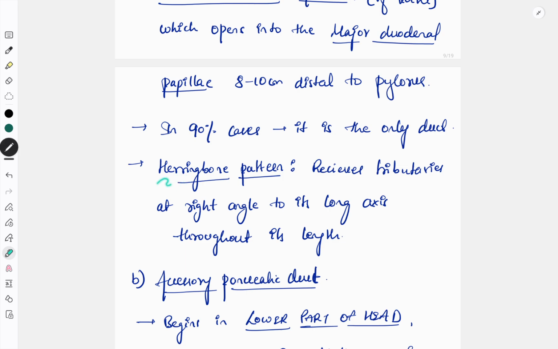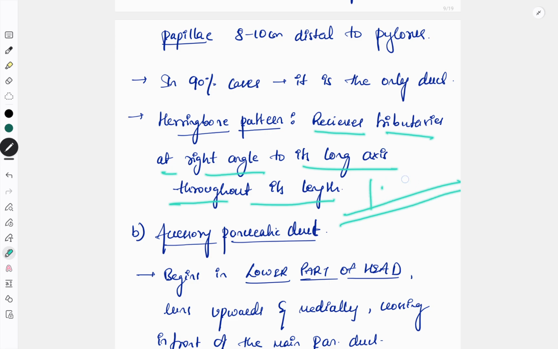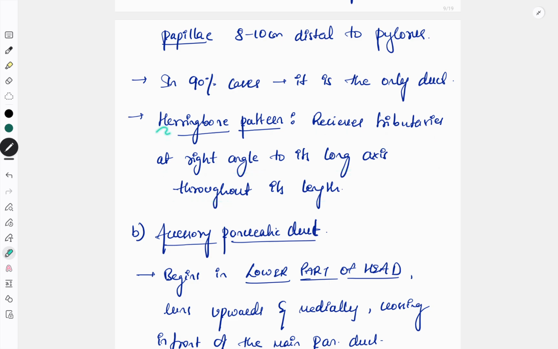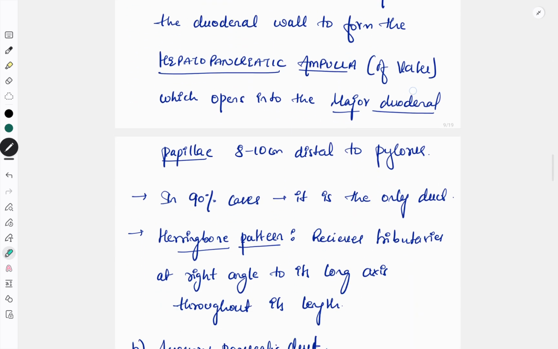So this is known as the herringbone pattern. What is this? This is the pancreatic duct. It receives tributaries at right angles along its long axis throughout its length. So this is the pancreatic duct. It receives tributaries like this, right, at right angles. So we call this pattern a herringbone pattern. So this was all about the main pancreatic duct.